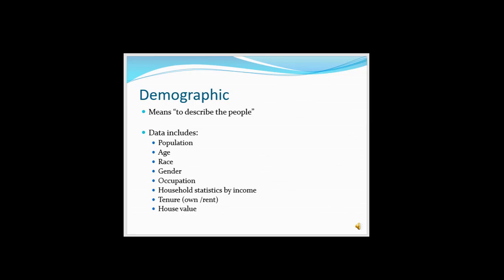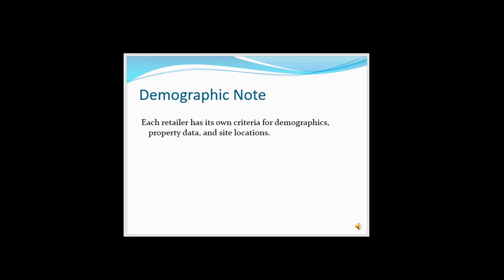Now, most of this information can actually be found on the U.S. Census Bureau website. Each retailer has its own criteria for demographics, property data, and site location. So that's a side note. Typically older companies that have been around for a while should have data to prove who their core customer is, where their core customer shops, and what type of markets. They are going to come to landlords or real estate brokers with that information because they already have that proven information.